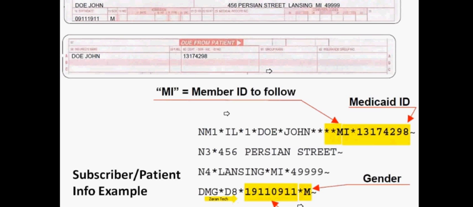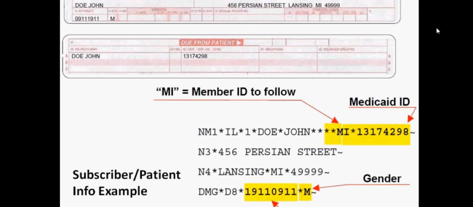Okay. So any questions so far? The pieces of information that we are seeing, that means I'm drawing an analogy of how the information would be filled in if there is a paper claim, and the same claim information if you are sending in an electronic, how the data would be represented.